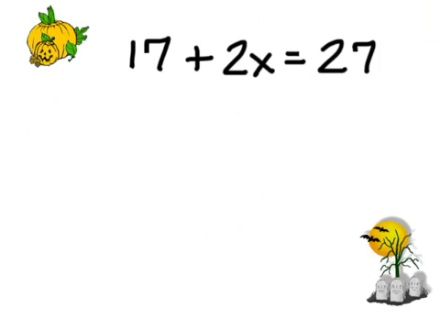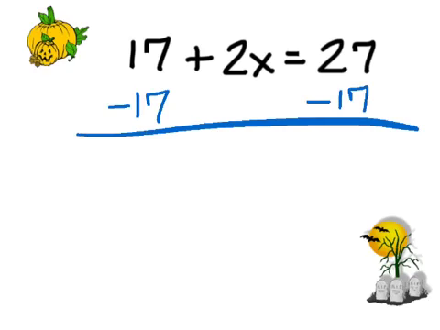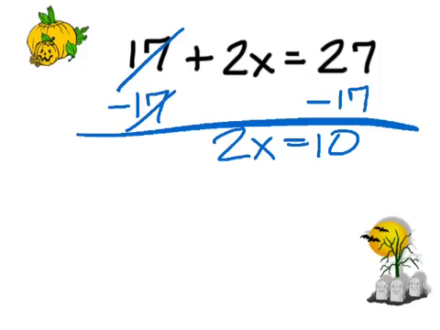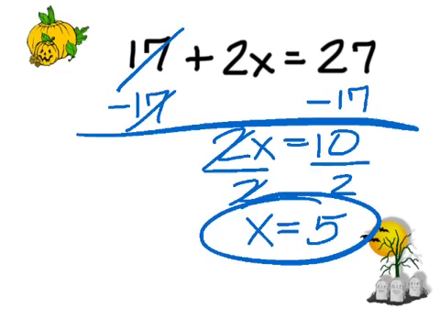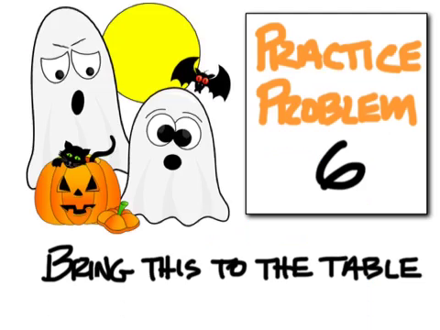Bonus number 5. You should subtract 17 from both sides. These cancel. You're left with 2x equals 10. Divide both sides by 2 to get an answer of 5.